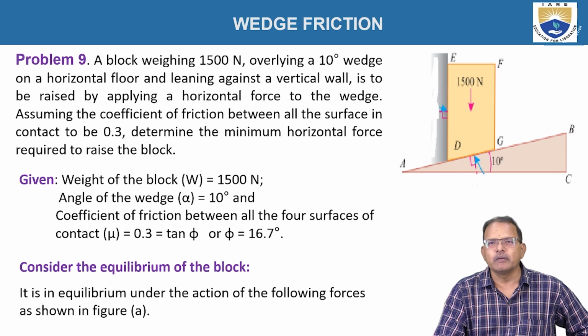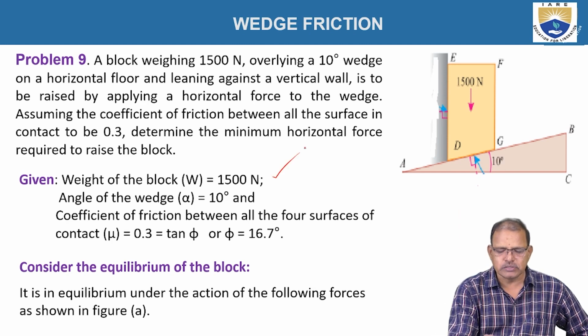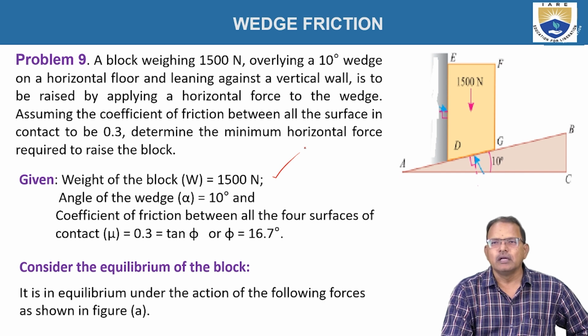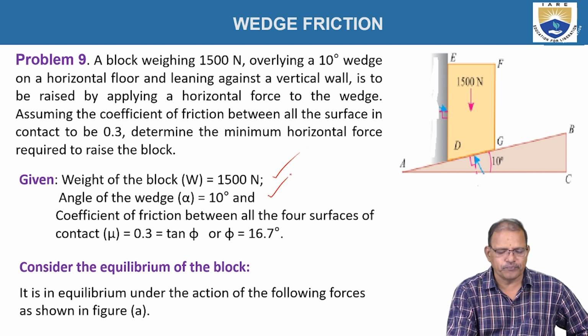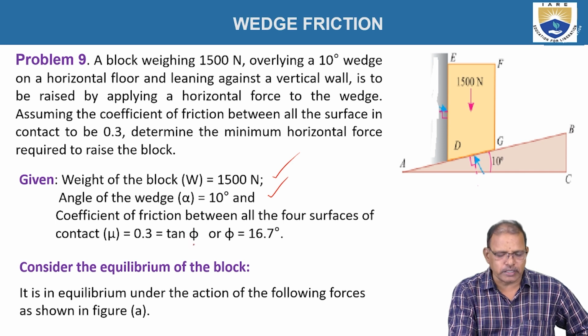The given data in the problem is the weight of the block, 1500 newtons. The angle of the wedge is equal to 10 degrees. The coefficient of friction between all the contact surfaces is equal to 0.3. The angle of friction, which is generally represented as tan phi equal to mu, gives phi equal to 16.7 degrees now.